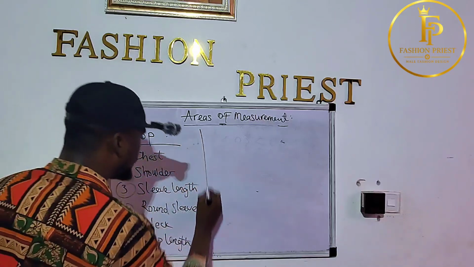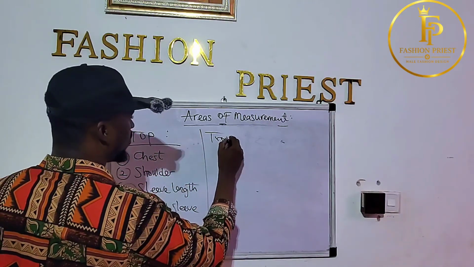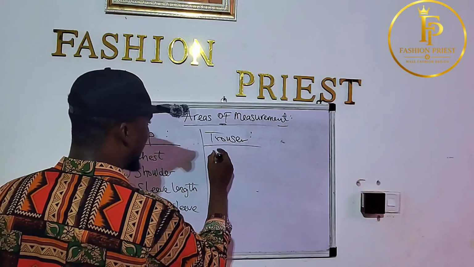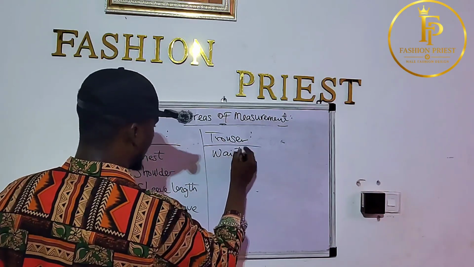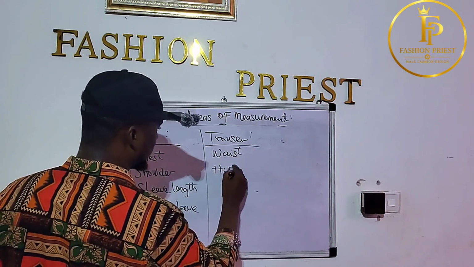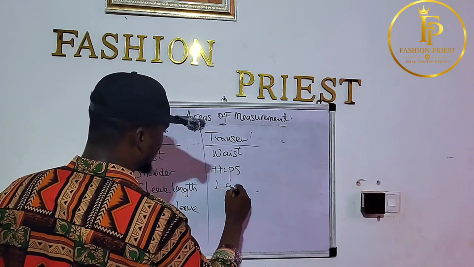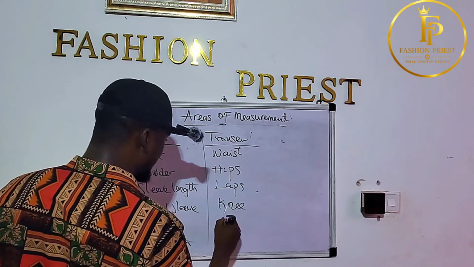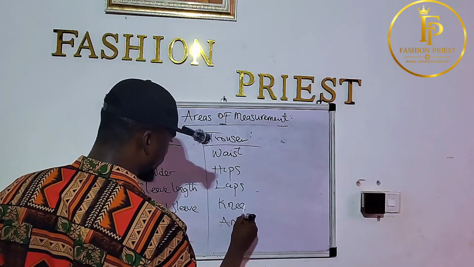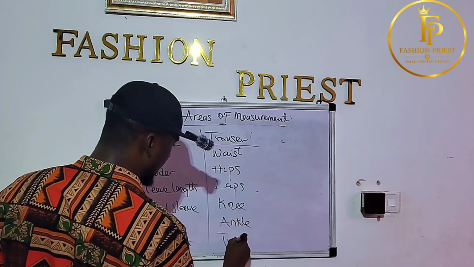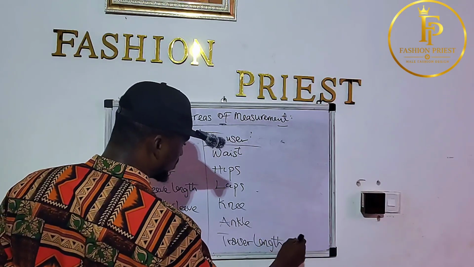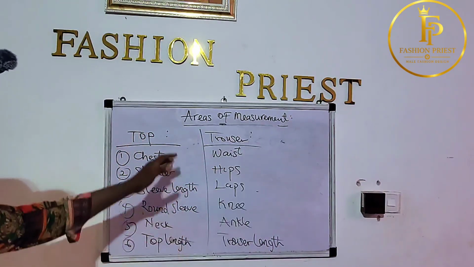Now for the trouser, we also have 6 areas as well. Number one is the waist. Number two is the hips. Number three is the laps. 4 is the knee. 5 is the ankle. And 6 is the trouser length. So these 6 areas are so important that you must also list them or measure them accordingly.